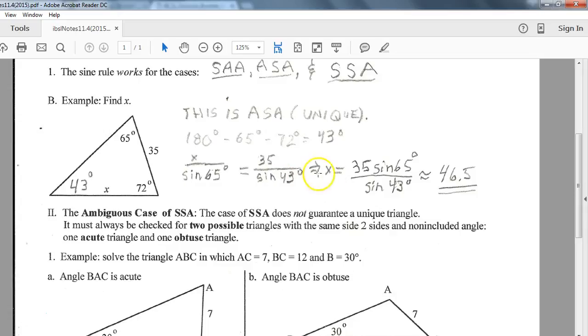Whatever approach you take, this is what it's going to look like when you get x by itself. So all that would go in your calculator, and we got our winner.